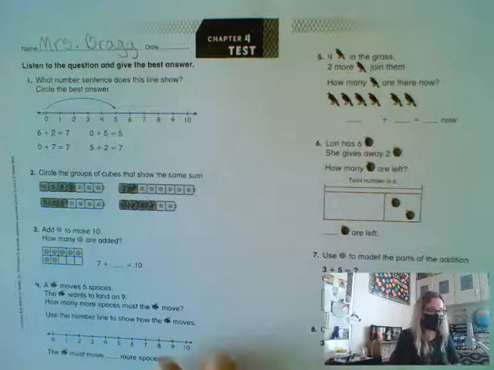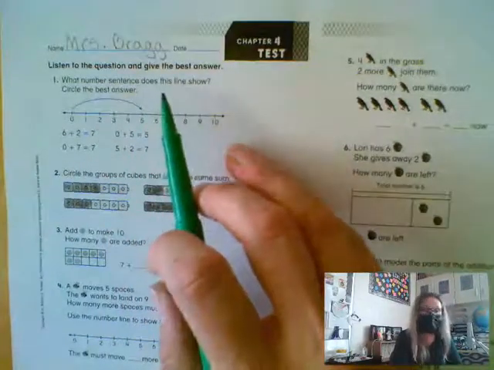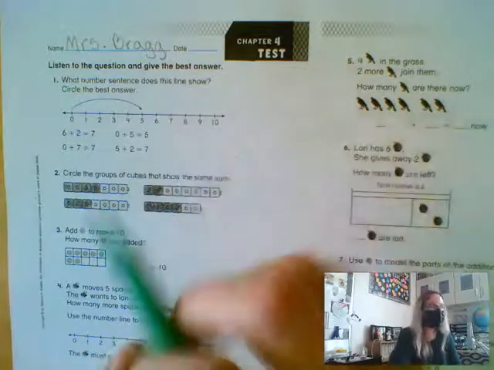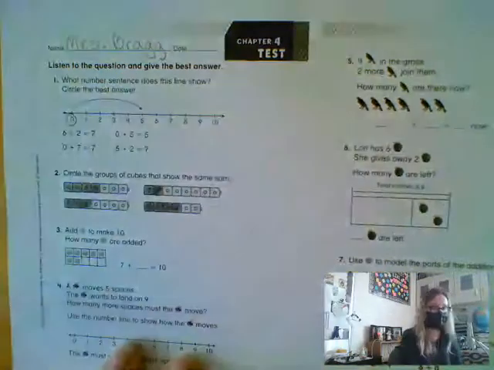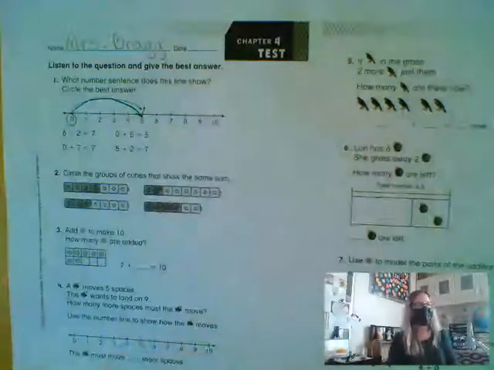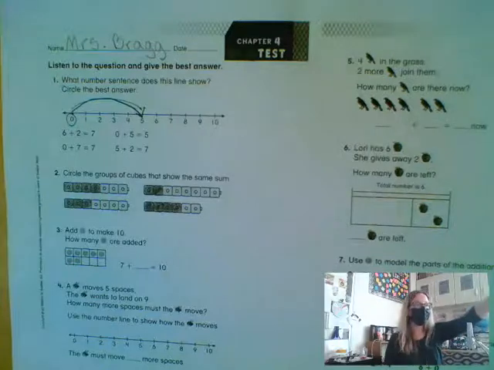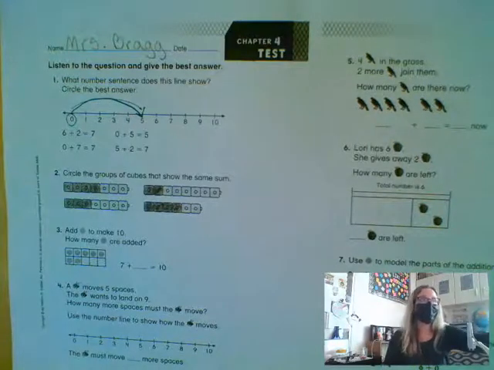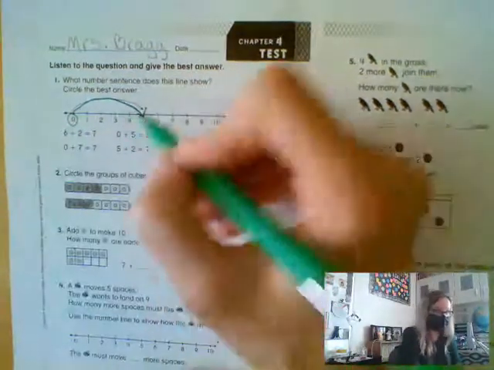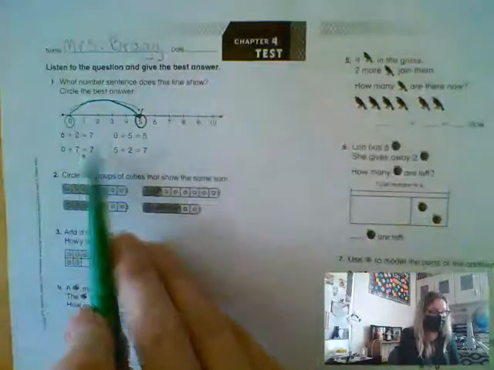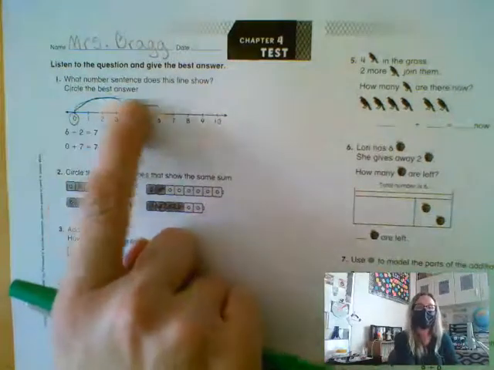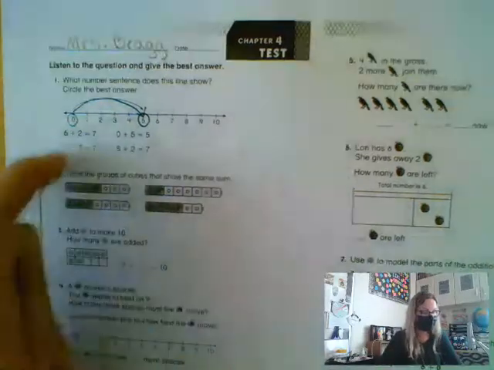So number 1 says, what number sentence does this line show? Now, we're starting at the number 0. And we're jumping 5 spots. So, we have 0 and 5. These are the numbers we're working with. Which of these number sentences shows an addition equation that uses the numbers 0 and 5? Circle the correct number sentence.